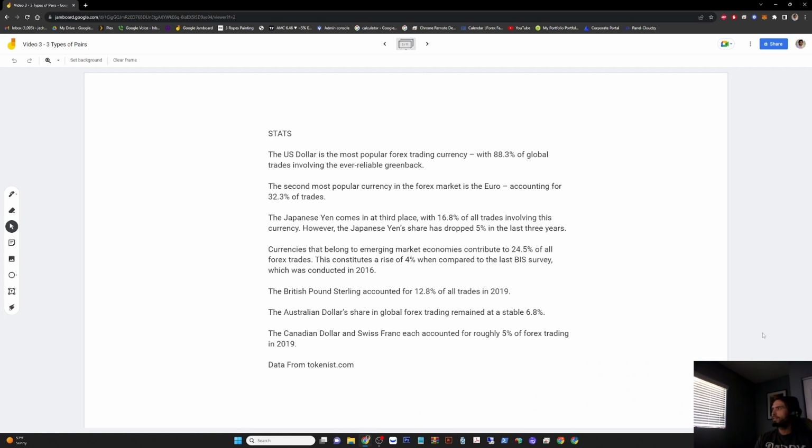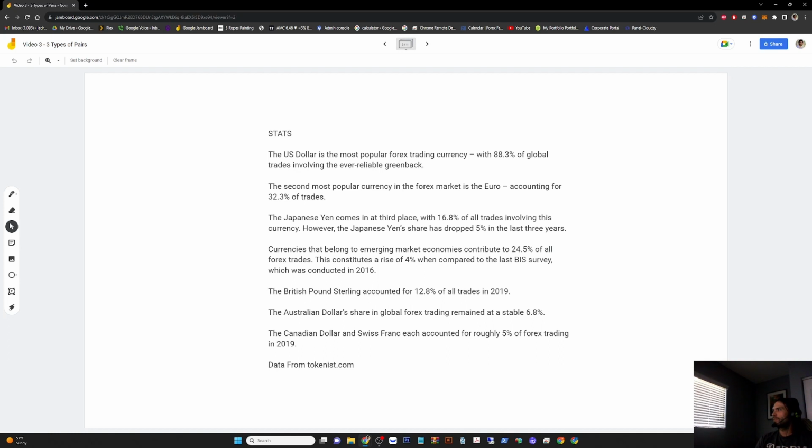The US dollar is the most popular Forex trading currency, with 88.3% of global trades involving the ever-reliable greenback. The second most popular currency in the Forex market is the euro, accounting for 32.3% of trades. The Japanese yen comes in at third place with 16.8% of all trades involving this currency. However, the Japanese yen's share has dropped 5% in the last 3 years.